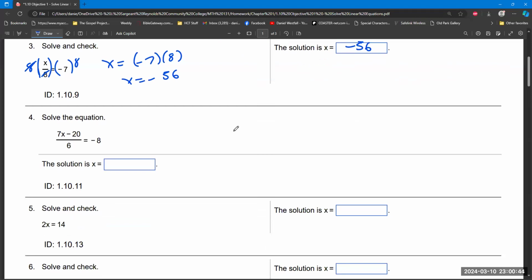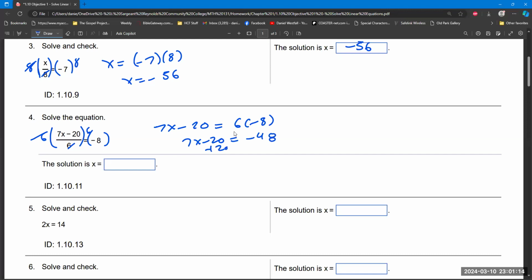Now we're going to have a couple steps to solve this one. Let's get rid of the division first, and then we're going to isolate the variable, and then we're going to divide. So first things first, let's get rid of our fraction. So 7x minus 20 equals 6 times -8. So 7x minus 20 equals -48.